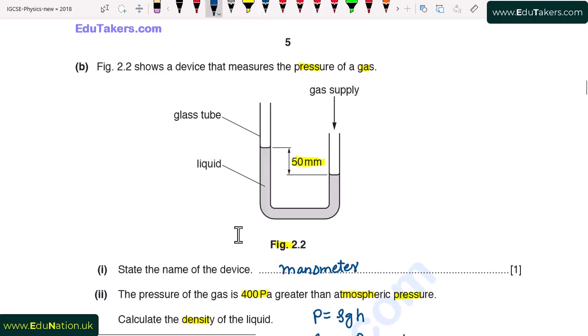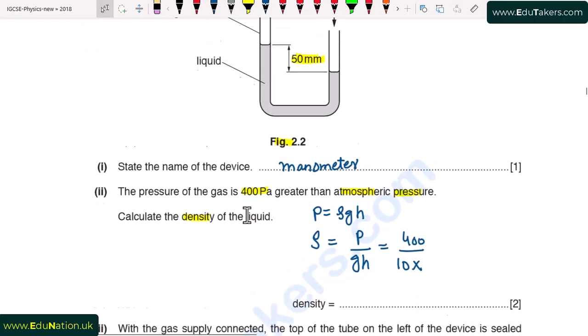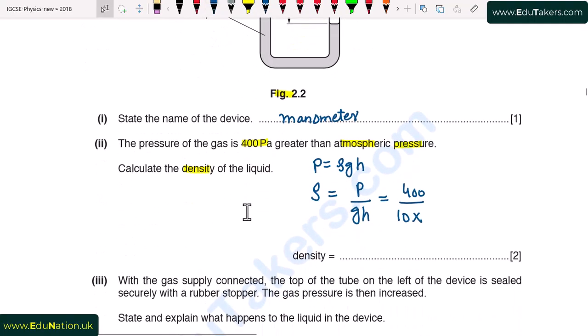So using this value, I write here 50 millimeter. First of all, we have to convert this into meter. So it comes to be 0.05 meter. And density comes to be 800 kilogram per meter cube. So density will be equal to 800 kilogram per meter cube.